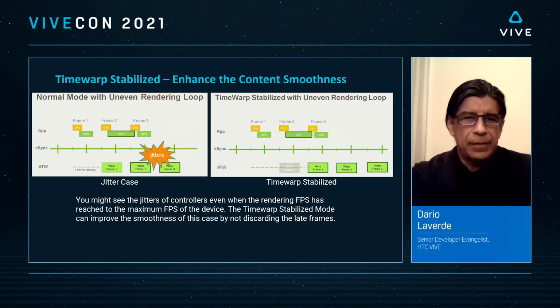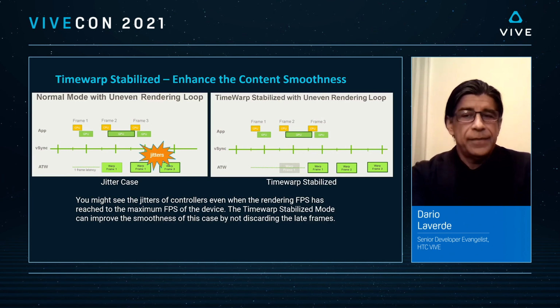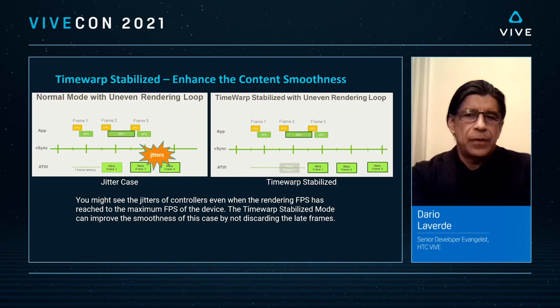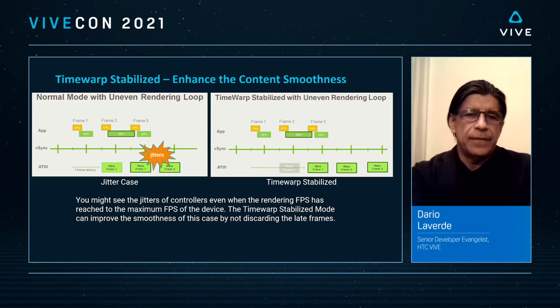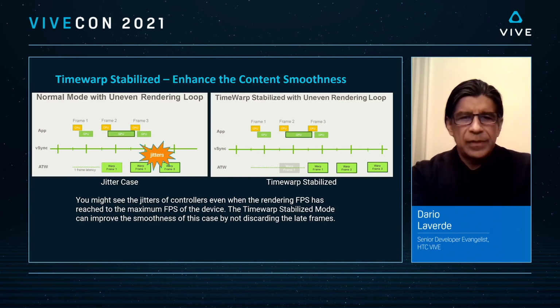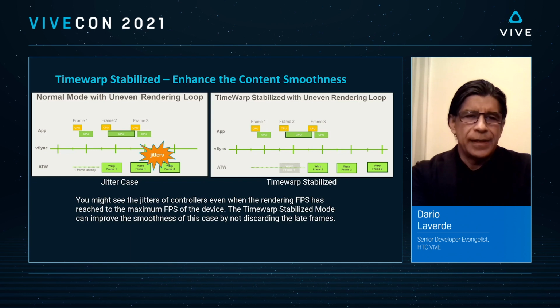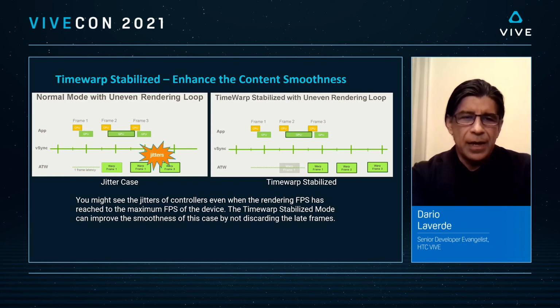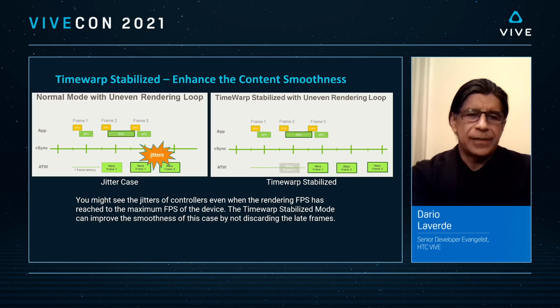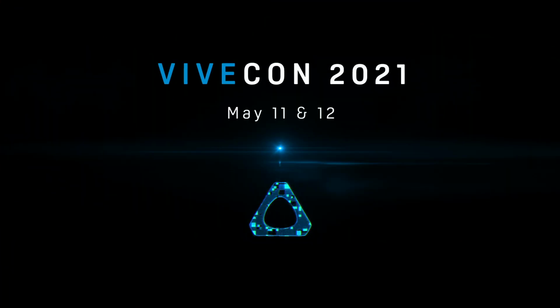Now, one of the artifacts from using asynchronous time warp that you may have noticed is jitter when you look at the controllers, even when you're at max frame rate for the device. So we added this new mode called the time warp stabilized mode, which improves the smoothness of this case by not discarding the late frames. The penalty is just a single frame of latency, and the mode by default is set to auto, meaning that it's only turned on when you're at the max frame rate on the Focus 3.